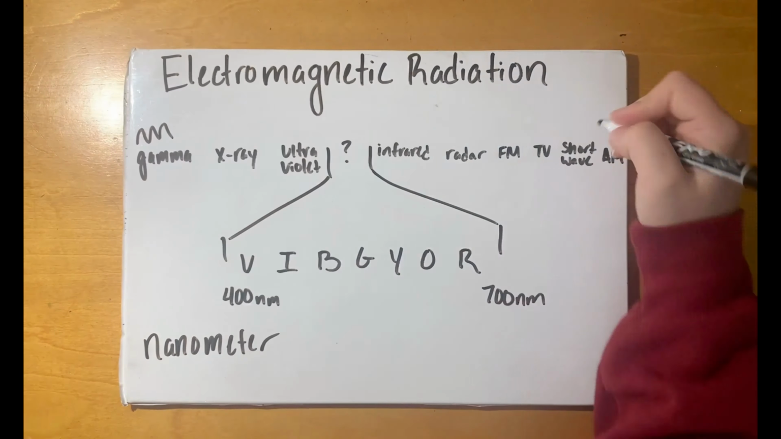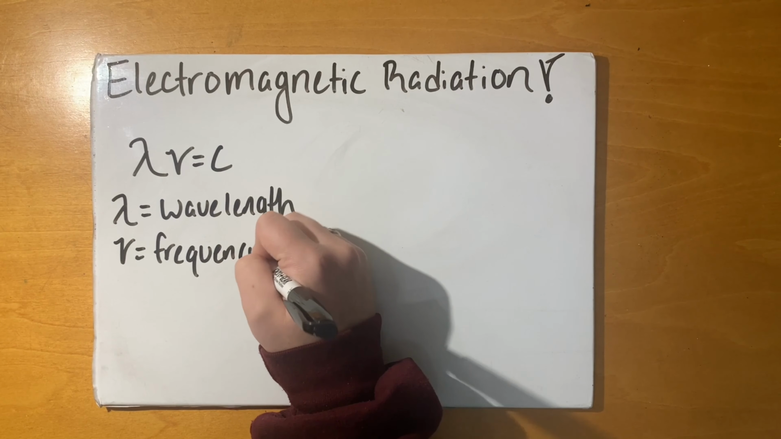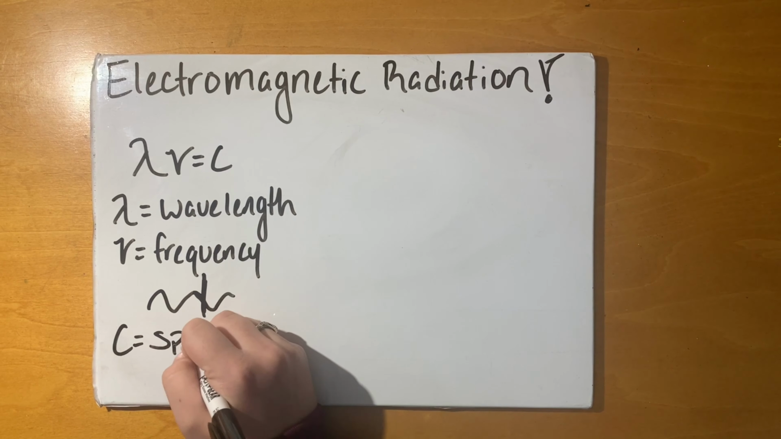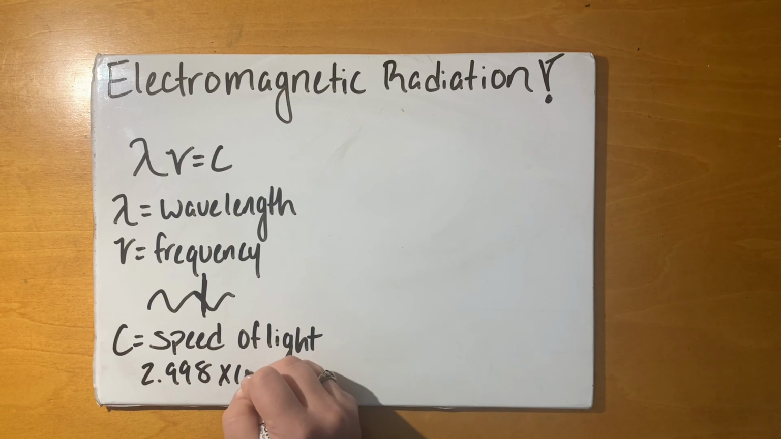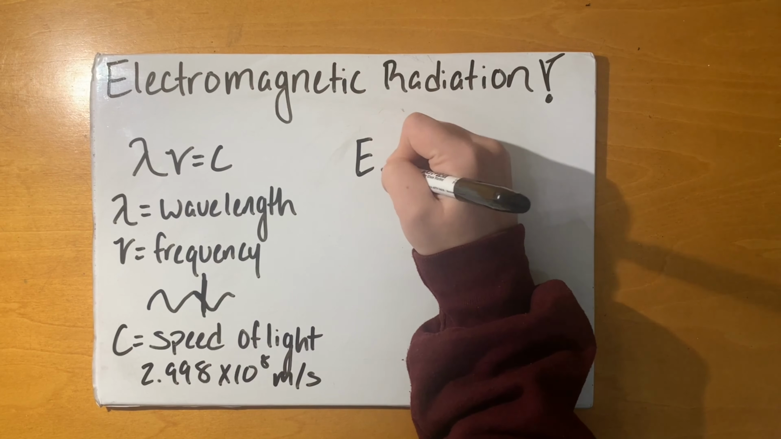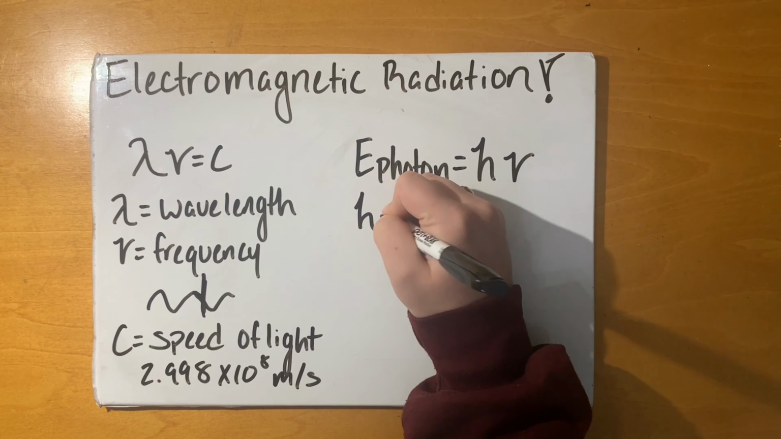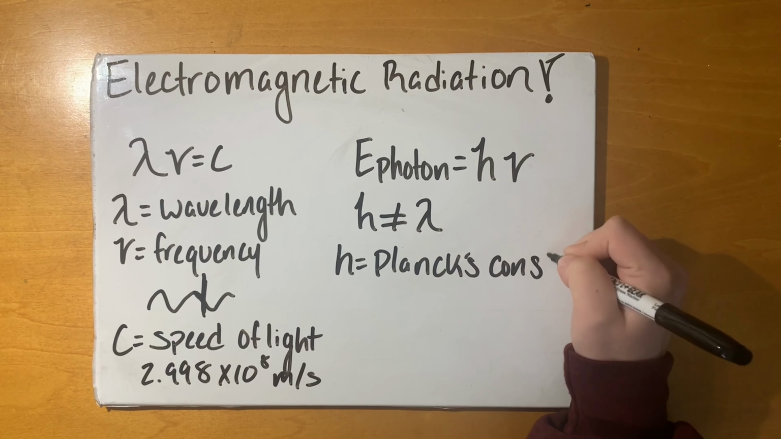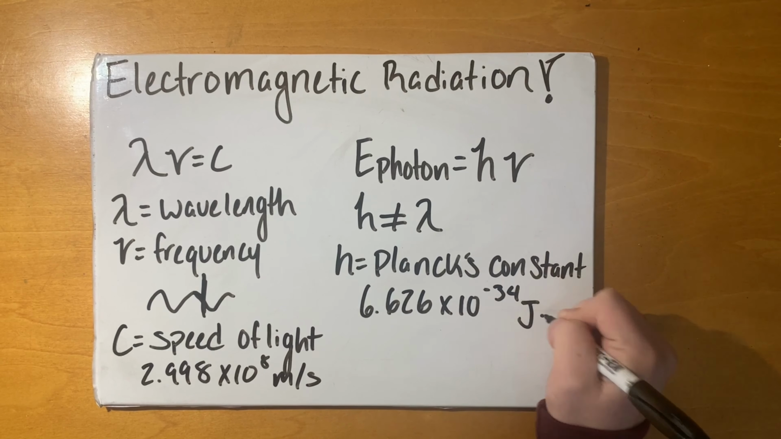So let's take a look at the math behind all this. Wavelength times frequency equals the speed of light, which is a constant. This means that a wavelength is inversely proportional to the frequency of a wave. Frequency is the number of waves that pass through a given point in a unit of time. Like I mentioned, the speed of light is a constant, and it equals 2.998 times 10 to the 8th meters per second. Another important equation to know is the energy of a photon, which equals Planck's constant times frequency. Wavelength does not equal Planck's constant, even if they look a bit similar. Planck's constant equals 6.626 times 10 to the negative 34 joule seconds.